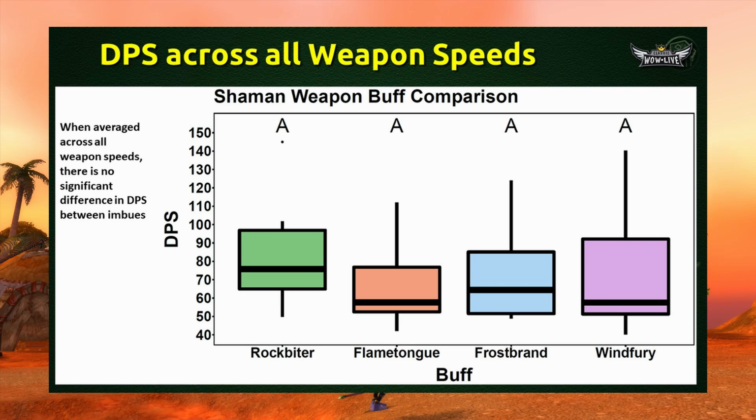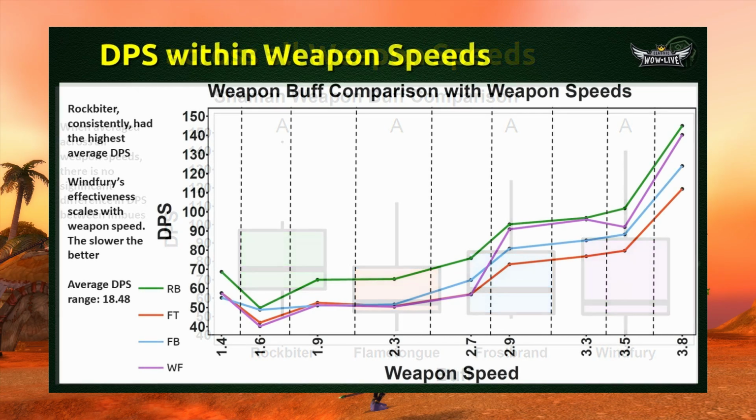I'm using ANOVA and an alpha value of 0.05 as a cutoff for my statistical significance. So there is no difference when you look across weapon speeds. But what if we look within weapon speeds? The next slide shows that.